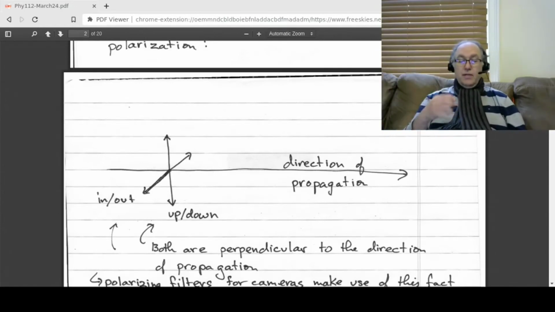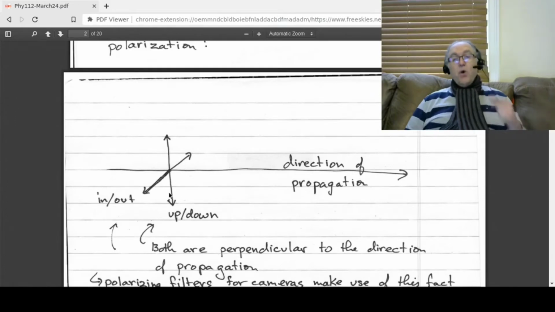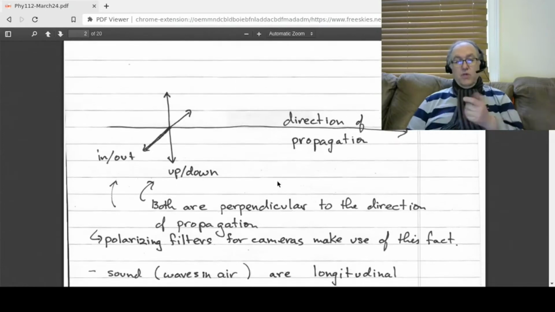But another possibility, because of the symmetry of space, is that it could actually oscillate like this, and you still have propagation to the right, but this time it's in and out. Okay, so you can have transverse oscillation up and down, and you can have transverse oscillation in and out of the page like that, and these two are perpendicular to one another, like the in-out is perpendicular to the up-down, but they're both perpendicular to the direction of propagation.